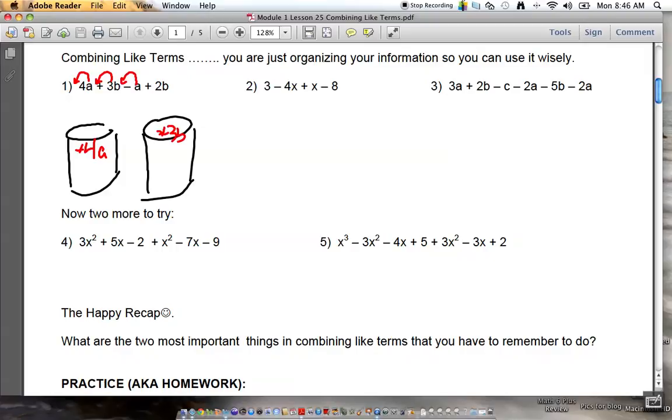What kind of A is this? And it's really, technically, negative 1A. We obviously don't usually write the 1. I'm doing that for teaching purposes. And then over here, I'm going to put the positive 2B.